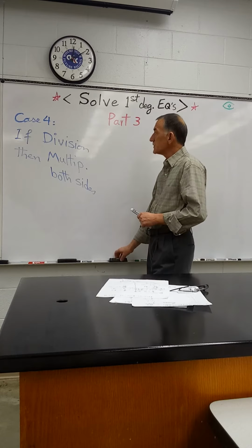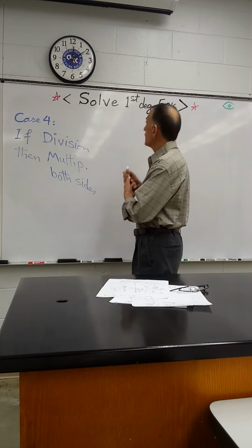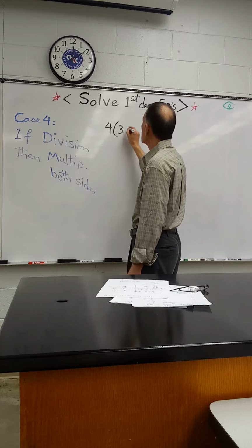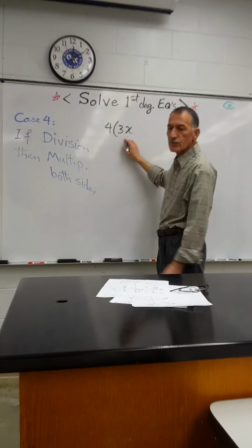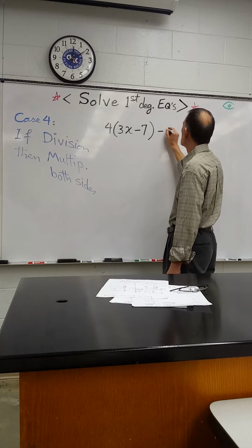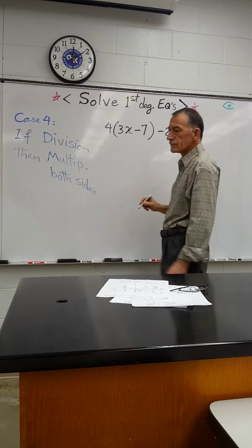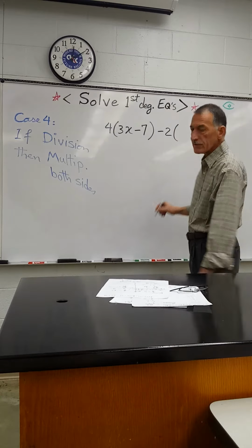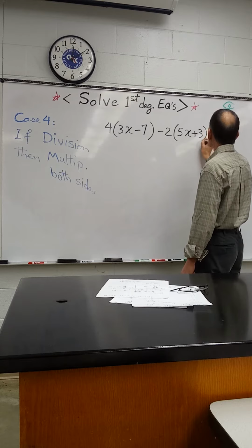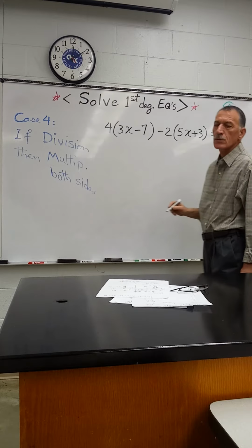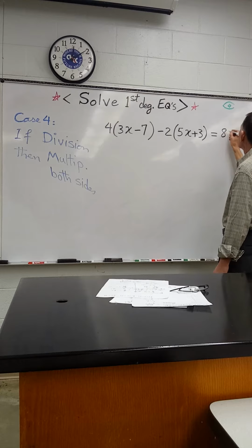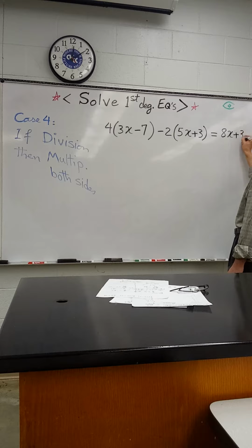So this is part 3, solving first degree equation, and the example would be in case you have parentheses, and inside the parentheses and outside you have a number. Inside the parentheses you have 3x minus 7, and then you have a minus 2 times 5x plus 3, and the other side you have 8x plus 38. So that's 8x plus 38.